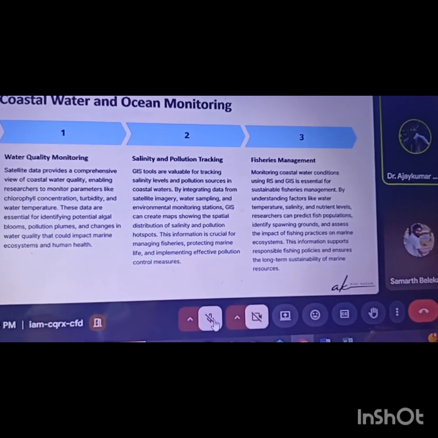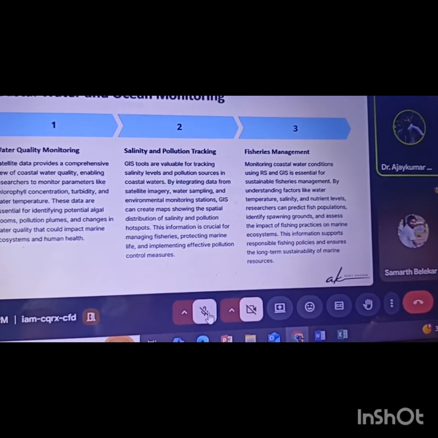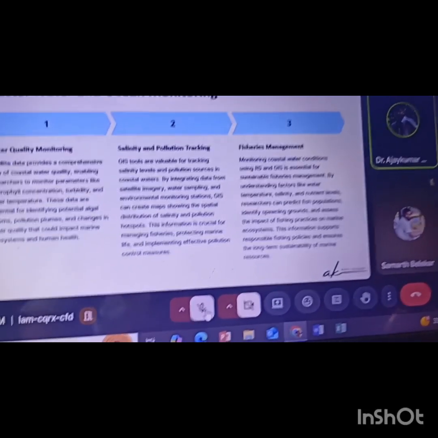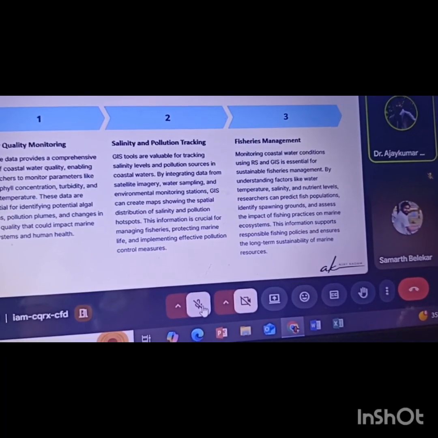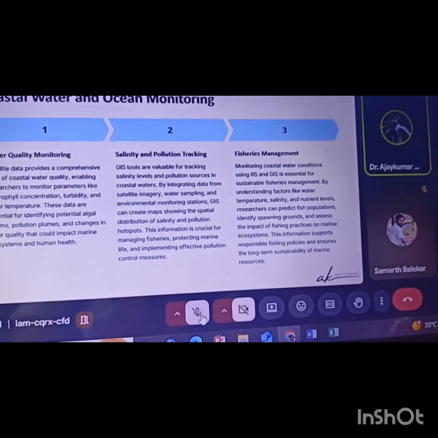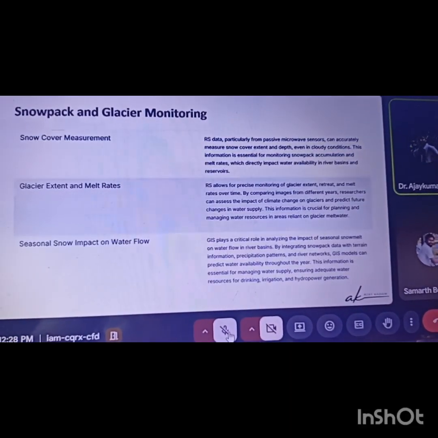Then fishery management. As we have discussed, if there is more chlorophyll content in an area, there will be more fish catch. So that chlorophyll content can be easily monitored, and India is also using the same technique for fishery management in the Indian peninsula regions.